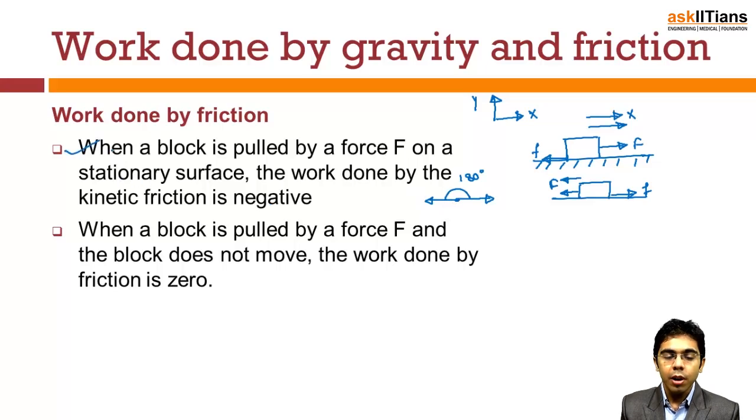Now, as we have done previously, the nature of the work can be positive, negative or 0. Let's talk about when it is 0. It is 0 when the block does not move. For this case, let's say we are applying a force and the block does not move. In that case, the work done by the friction will be 0. This is the second case.